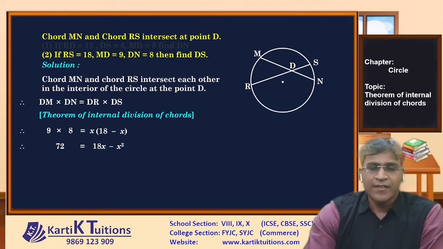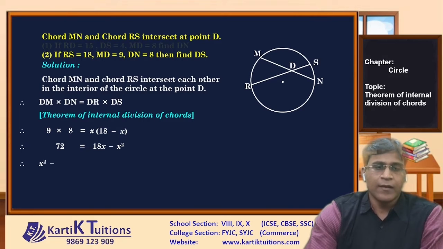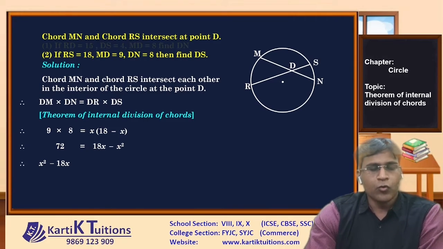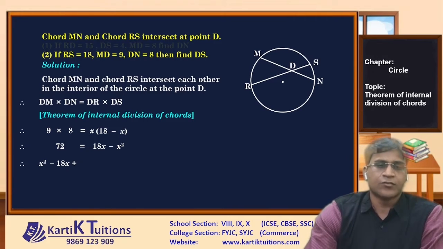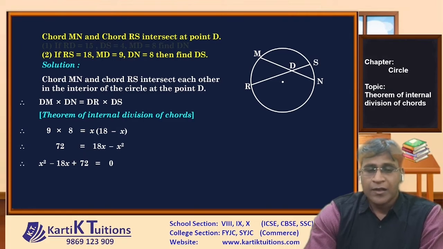Now since x square is negative, I'll shift both the terms on the right hand side to the left hand side. The signs will get changed. Minus x square will become plus x square, and plus 18x will become minus 18x because they both have been shifted to the left hand side. And 72 is positive, it will remain as it is. So it is plus 72 is equal to 0. Now observe what type of equation it is. It involves one variable, degree is 2, so it is a quadratic equation.